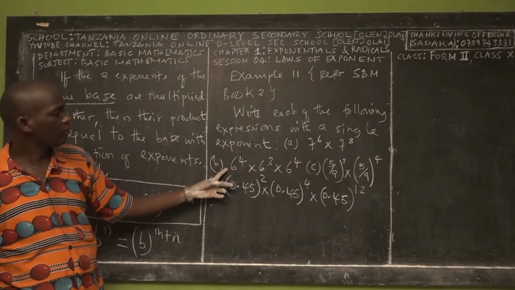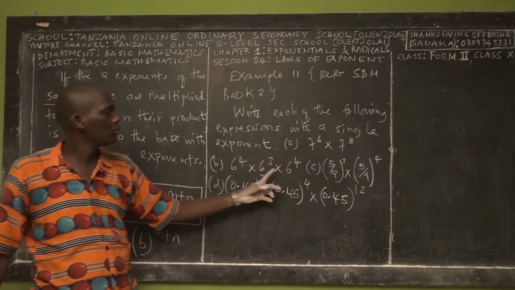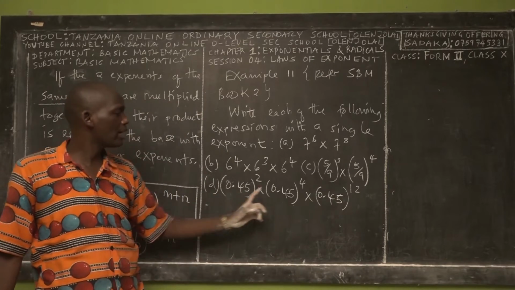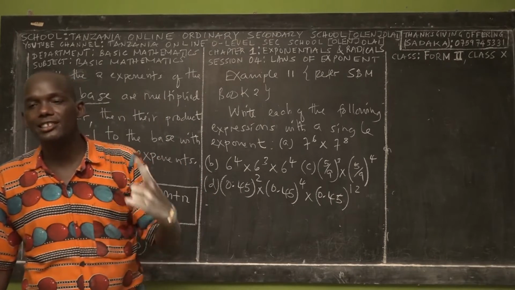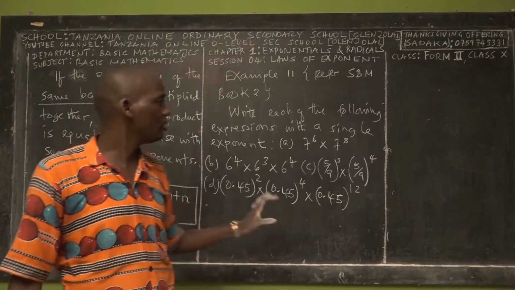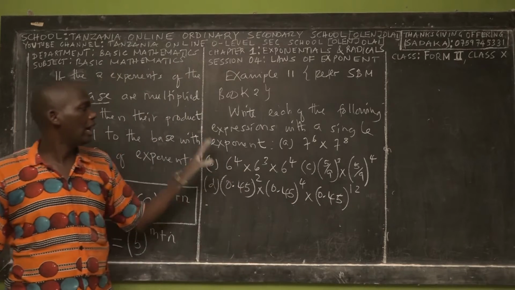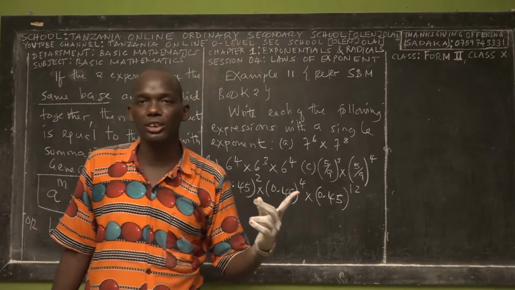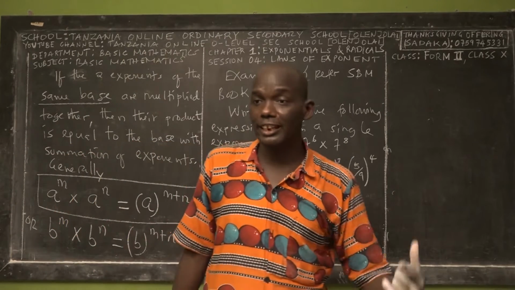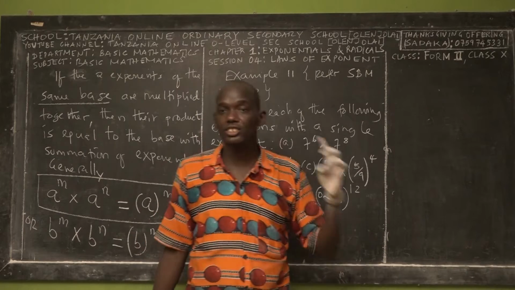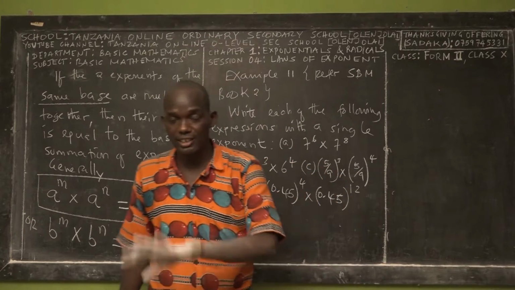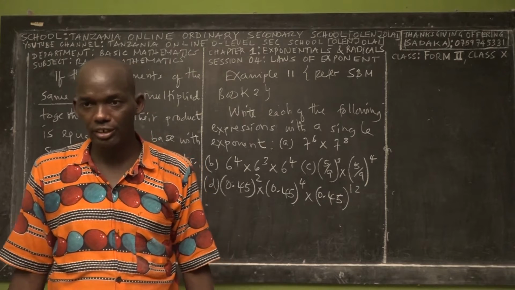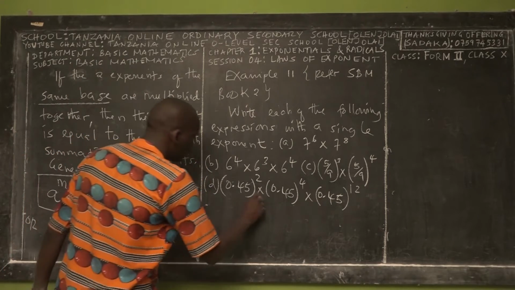And here we have three exponents: 1, 2, 3. Here you have two exponents, 1, 2. Here three exponents, 1, 2, 3. So the question asks you to write each of the following expressions in a single exponent. What does a single exponent mean? It is a number with a single base and a single exponent, and there is no multiplication sign in between.